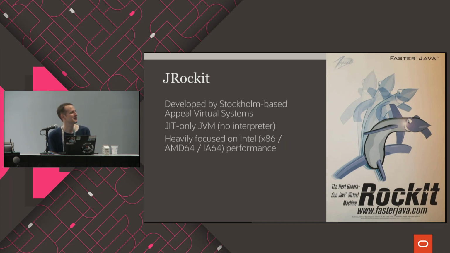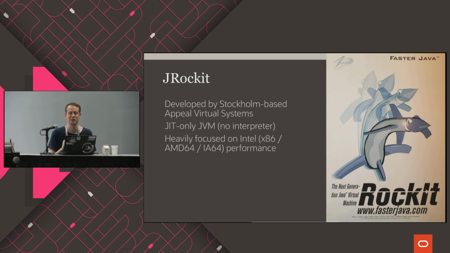But there were a bunch of guys that had all gone to school together, and they founded a company, and they were doing a lot of Java-based consulting work for clients. And somehow that turned into eventually writing their own JVM. And this JVM was known as JRocket. And unlike some of the other JVMs, like Hotspot, it didn't have an interpreter. It was a JIT-only JVM, which kind of made a whole lot of things much simpler.